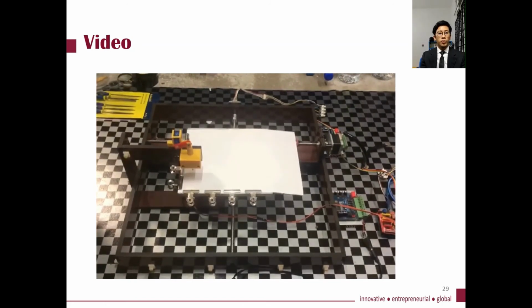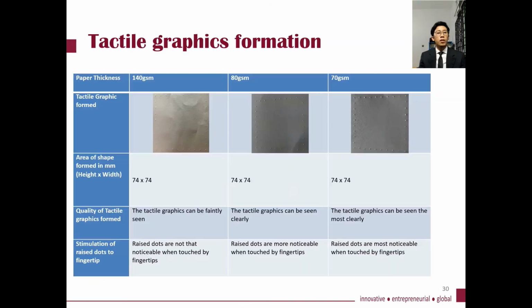The shape that is being printed is a square. We can see here the tactile graphics formed on 3 different paper thicknesses, which are 140 GSM, 80 GSM and 70 GSM. The area of the shape formed is 74 millimeters in height times 74 millimeters in width. The quality of tactile graphics formed on the 140 GSM paper can be faintly seen. As for the 80 GSM paper, it can be seen clearly, and for the 70 GSM paper, the tactile graphics formed can be seen the most clearly.